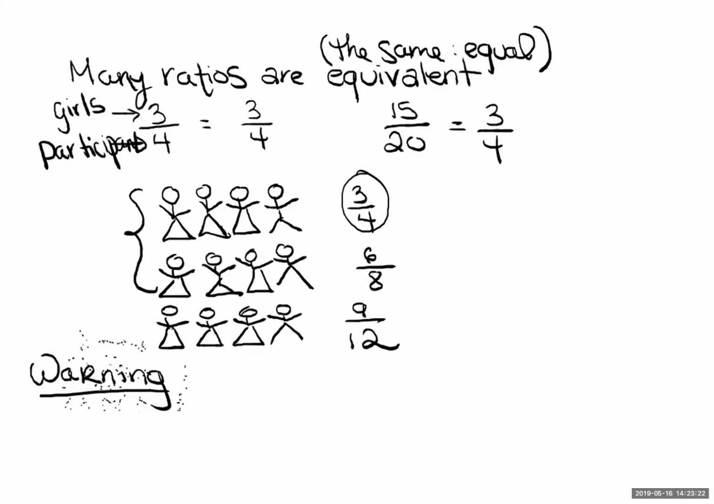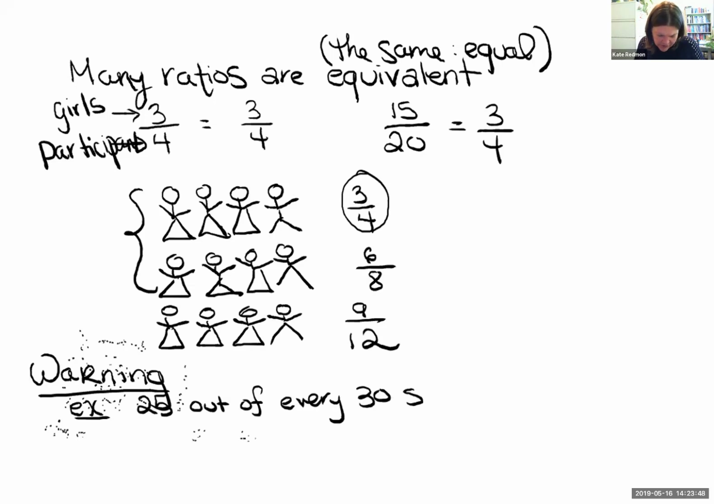So warning, it's not only with fractions that this happens, but our calculator only knows how to reduce fractions. Like, for example, they could say 25 out of every 30 students falls asleep in Kate's class. I don't know how they do it because I am so loud, but they manage anyway. So 25 out of every 30 students fall asleep in Kate's class.